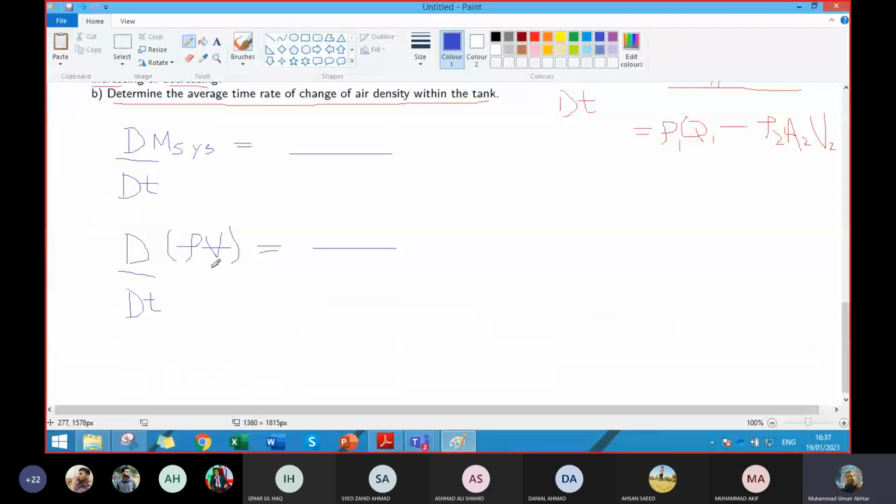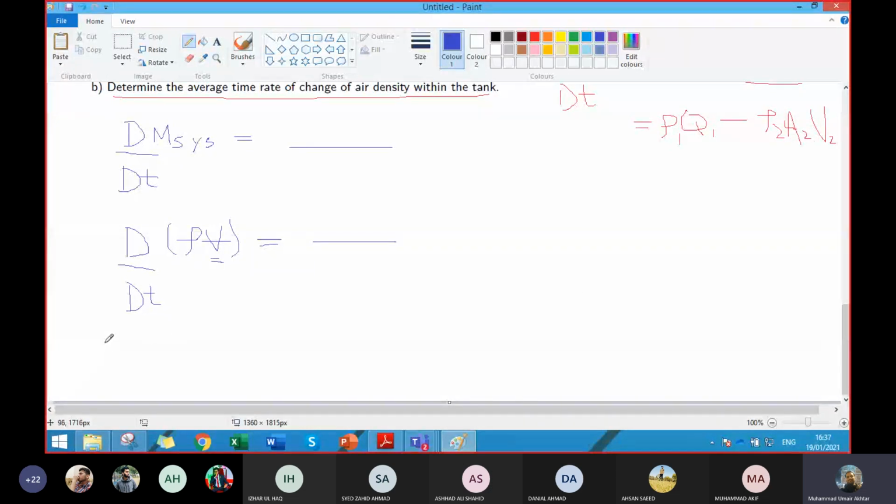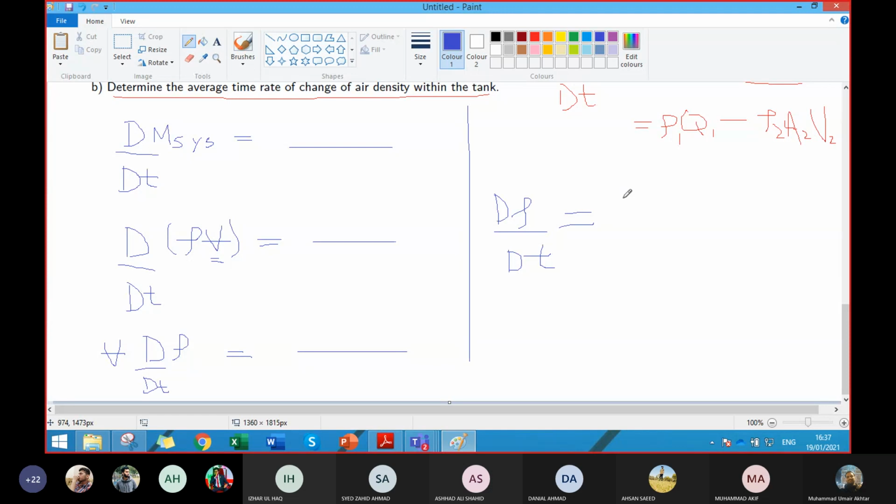So from this derivative, we can take the volume outside and we will get V times d by dt of rho. Did we get the time rate of change of density? Yes, sir. We will just divide by the volume. So d rho by dt is basically equal to dM system by dt, and this whole divided by the volume of the tank. Clear? Yes, sir. Any question in this problem?